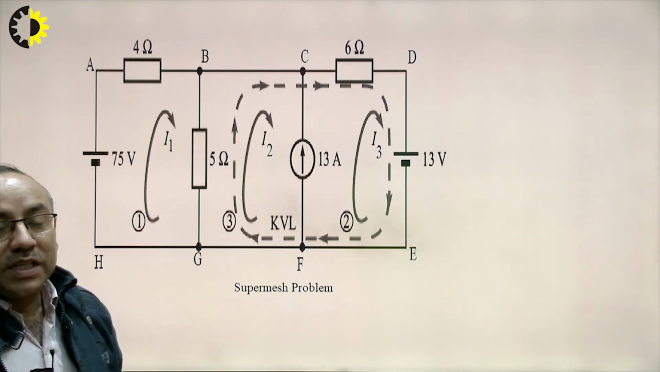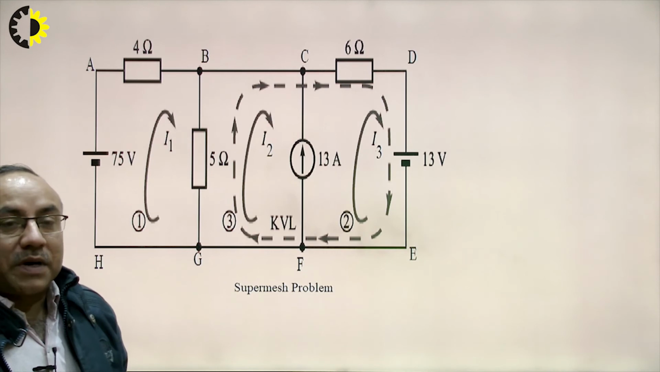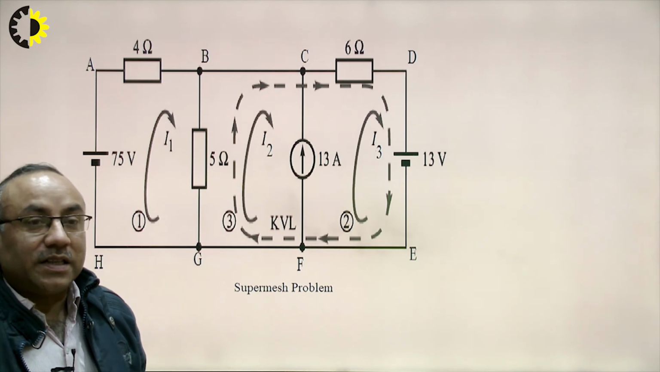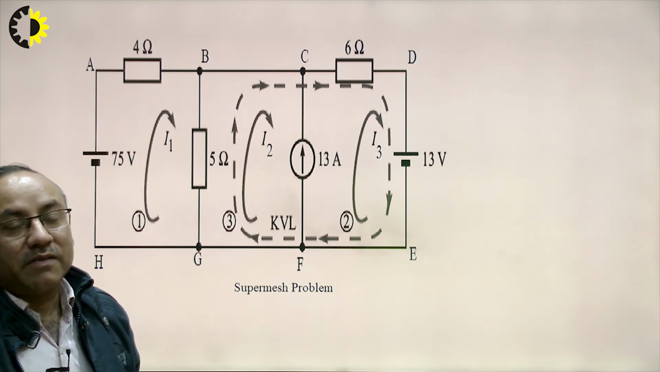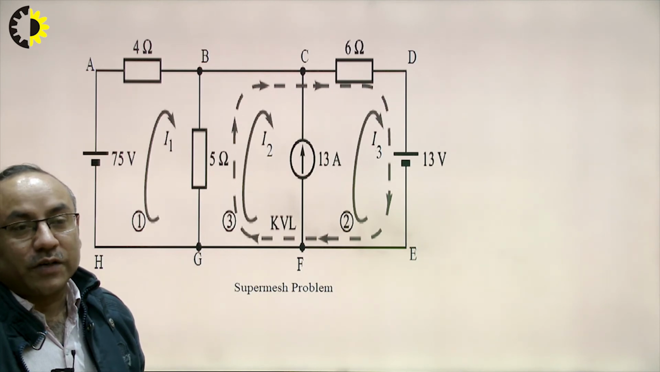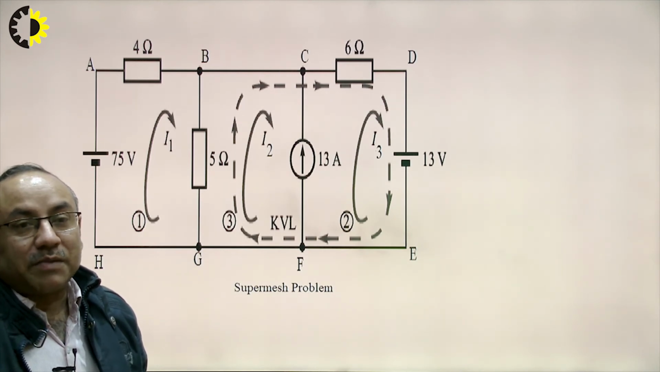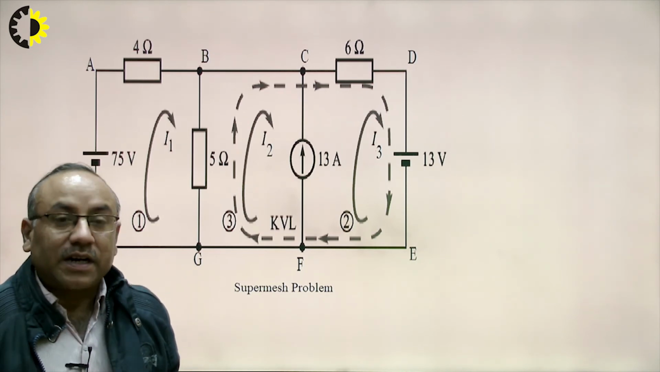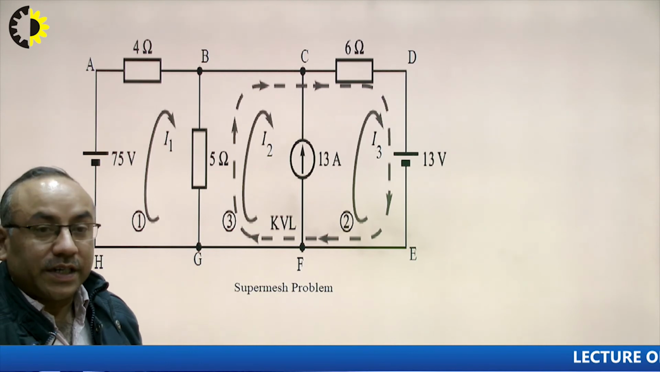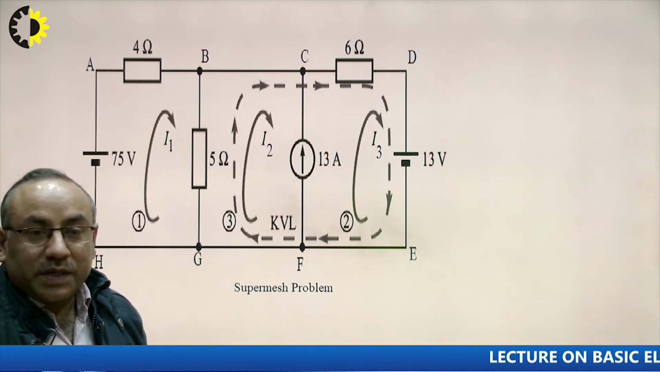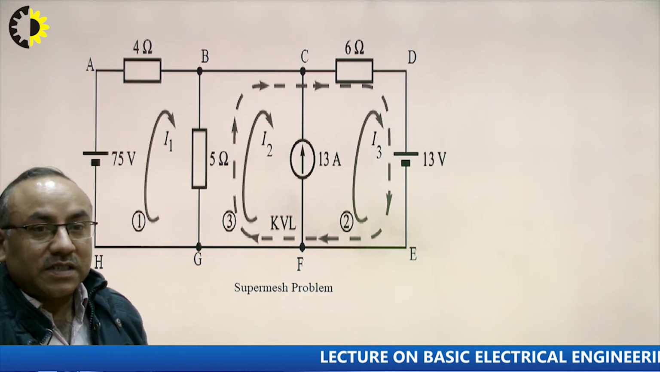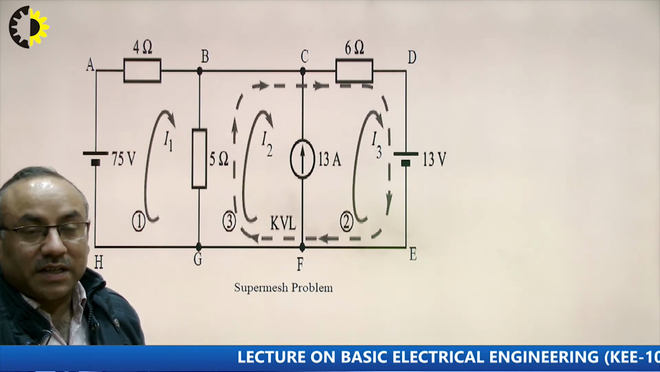This problem will be analyzed or solved using the super mesh technique. In this case, first, as earlier, we assume the unknown mesh currents with arbitrary orientation in the 3 meshes. Like in mesh number 1, we have assumed the current I1 in clockwise orientation. Similarly, in mesh number 2, current I2 in clockwise orientation, and in mesh number 3, current I3 again in clockwise orientation. After assuming these currents, the next step is to write the KVL equations for the 3 meshes which are there in this circuit.